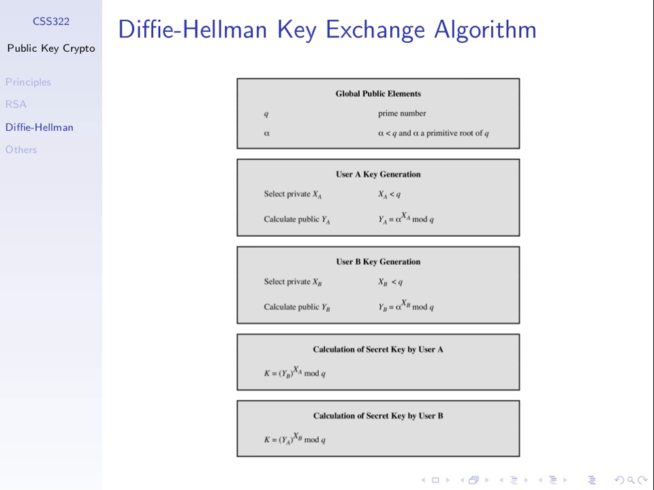If you choose large numbers for XA and XB, we also need a large prime number Q, because XA and XB need to be less than Q. So to be secure, choose a large Q, a very large prime number.